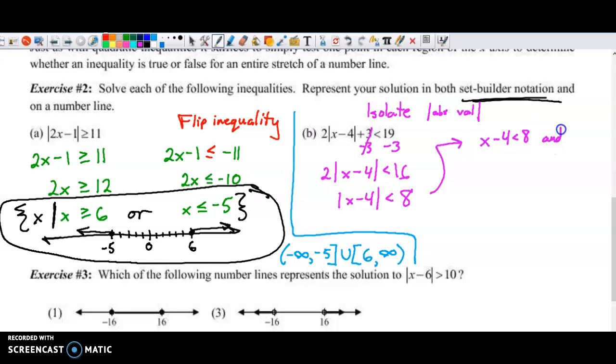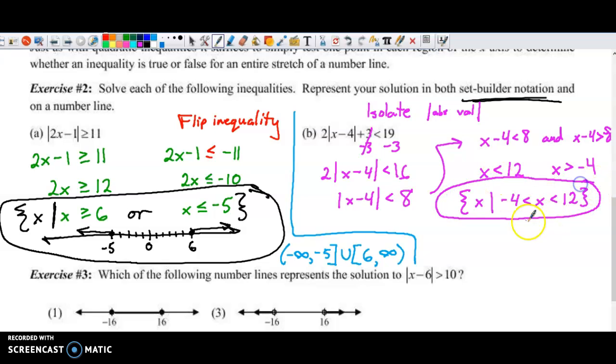But then we also need to make sure that x minus 4 is greater than negative 8. So as we solve this, add 4 over, we get 12. But then on the other one, as I add 4 over, I need to be bigger than negative 4. Negative 8 plus 4 is negative 4. So the way I would write this in set builder notation would be values for x that are bigger than negative 4, but smaller than 12.